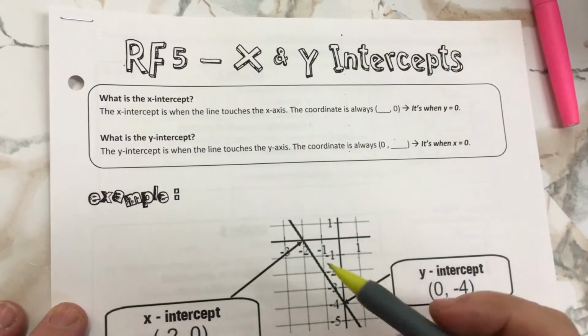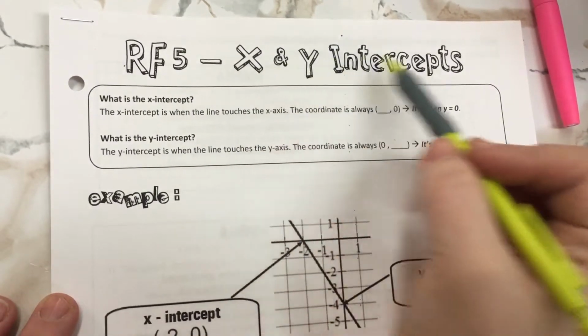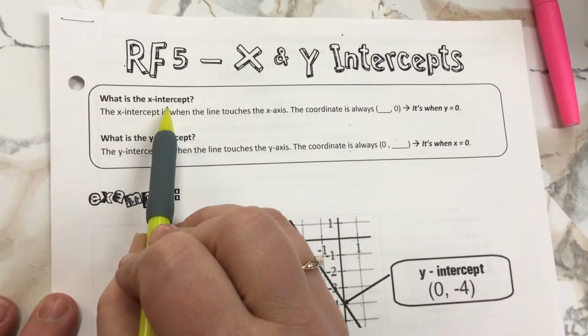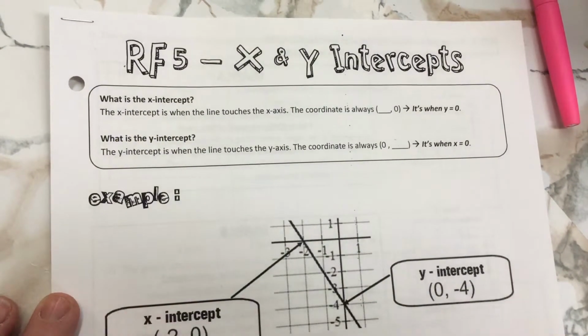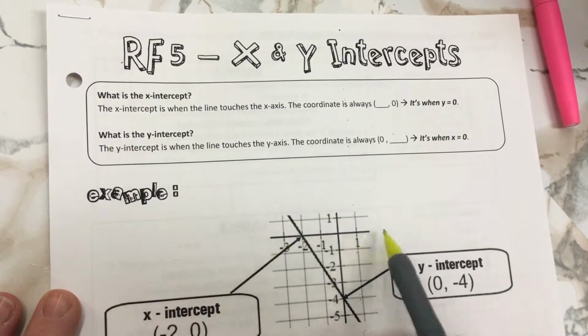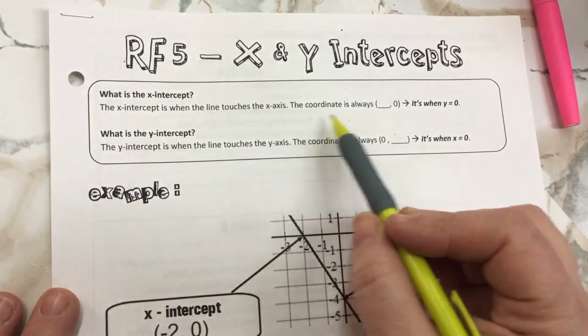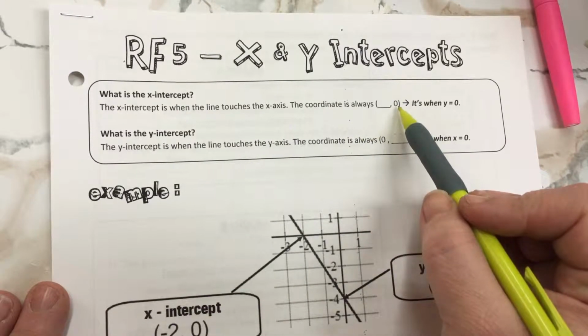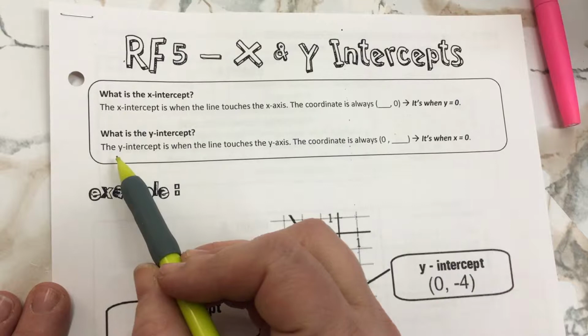All right, so this is RF5, the x and the y intercepts. So what is the x-intercept? The x-intercept is when the line touches the x-axis, which is this one. So the coordinate is always going to be something, 0, okay? What is the y-intercept?